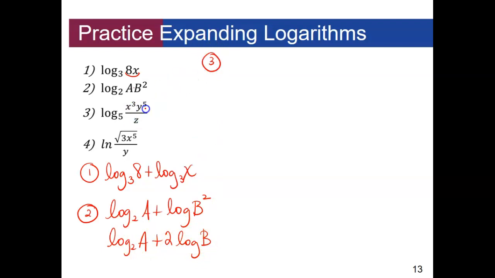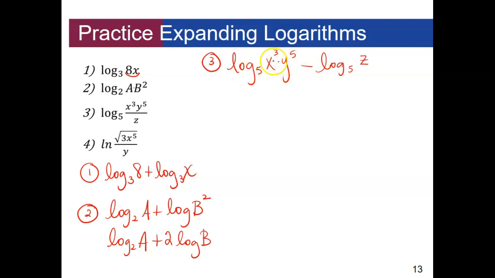Okay, the third one, we've got a combination of multiplying and dividing. So let's do the division part first. We could do it all together, but I just suggest taking it one step at a time. So we're going to have x to the 3rd, y to the 5th, minus log base 5 of z. So anything coming from the denominator is going to have negatives in front of it. Anything coming from the numerator is going to have positives in front of it when we finish all of it.